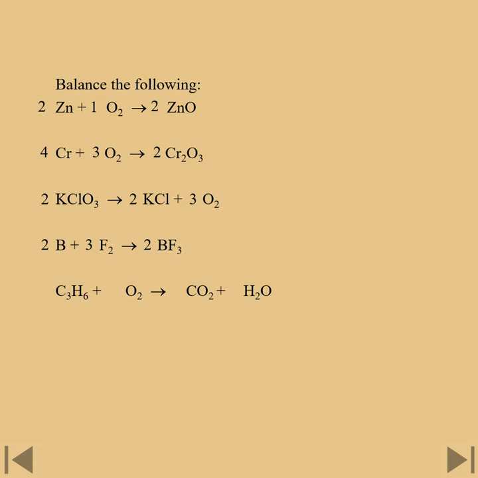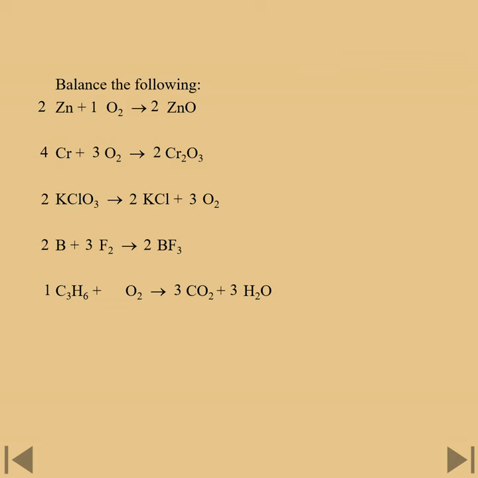3 on the left, 1 on the right, least common multiple is 3. 6 hydrogens on the left, 2 on the right, least common multiple is 6. And then for oxygens, we count the ones on the right and hope it's an even number, but even or odd, we're going to force to balance the O2 on the left.